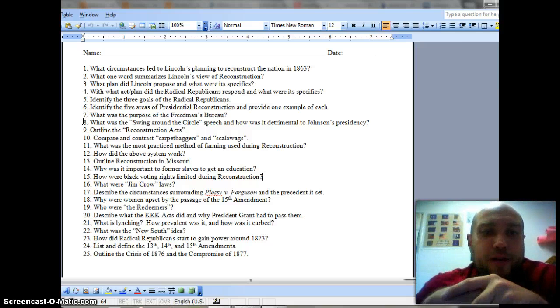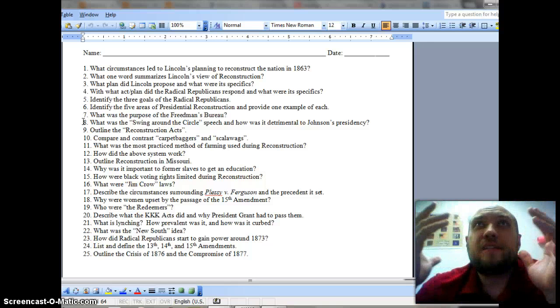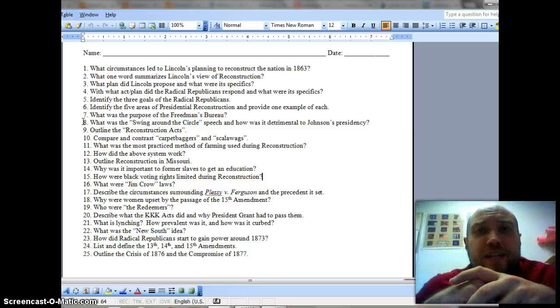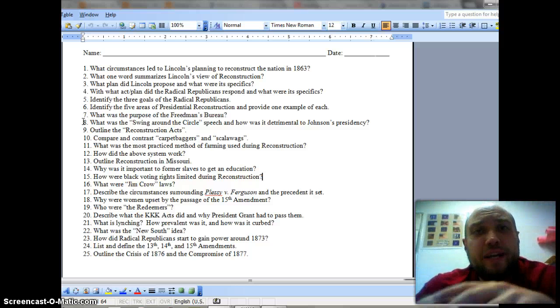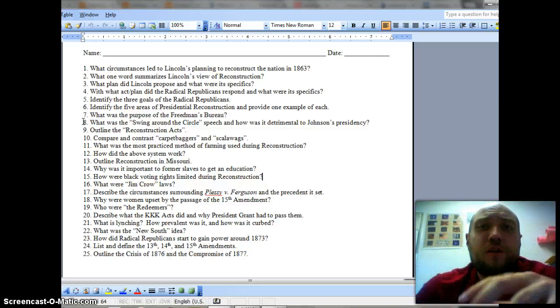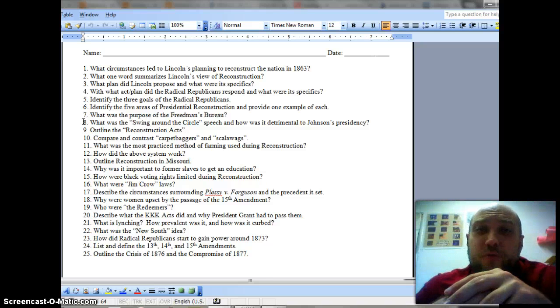All right, so 10, compare and contrast carpetbaggers and scalawags. Really the only difference between them is their location. Carpetbaggers come from the north, scalawags were native Southerners for the most part. You've got some moving south in a desire to modernize, to promote industry. You've got some promoting education. You've got some for welfare work. You've got some for humanitarian efforts. You've got some coming down because they want to make a quick dollar, so that's what they do.